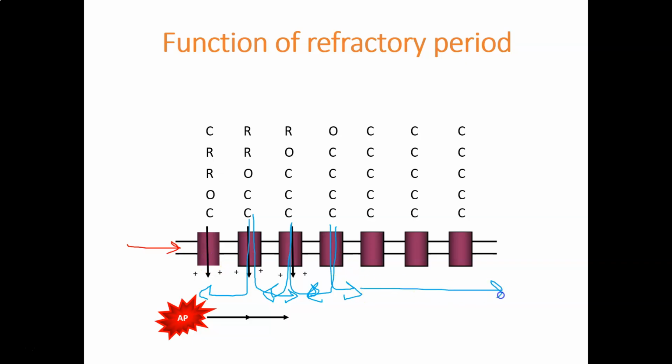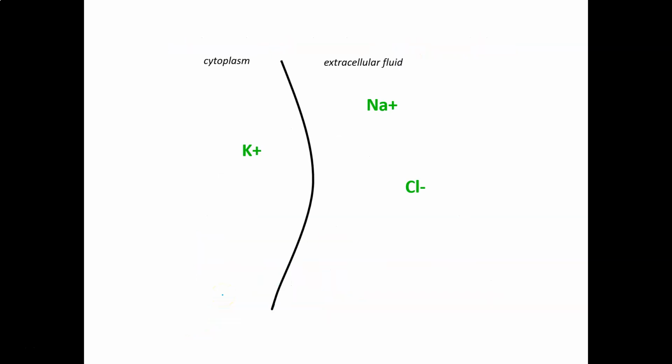So in this manner, the action potential keeps moving down the length of the axon in one direction and never in the other. All right, what is happening in the axon to generate the kind of change that we see in the membrane potential during the action potential?